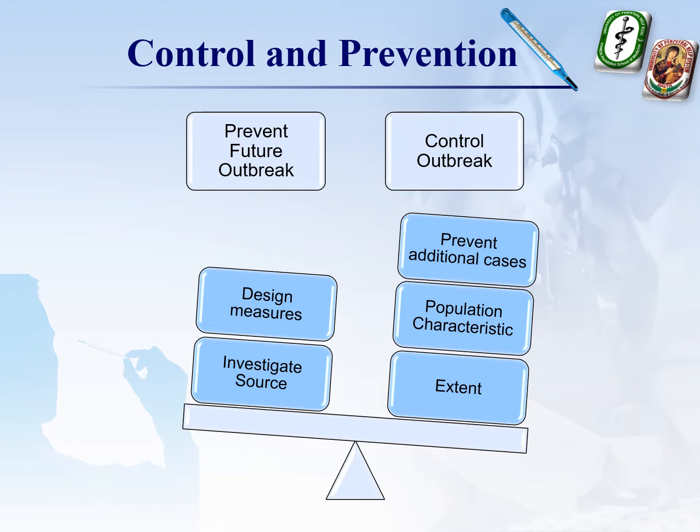So you want to assess its extent and the characteristics of the population risk so you can design measures to prevent additional cases. On the other hand, if an outbreak appears almost over, you may want to focus on investigating further to identify its source and using that information to develop measures that will prevent further outbreaks. The balance between instituting control measures and conducting further investigation depends on how much you know about the agent causing the illness, the source of the agent, and its mode of transmission, since you cannot design control measures without this information.